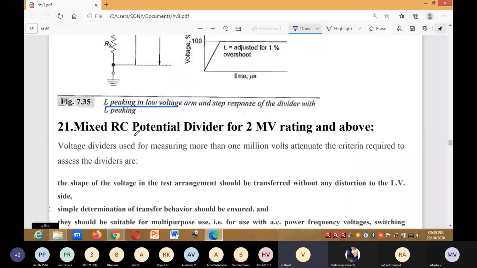In the next class, I will explain about the mixed RC potential divider for 2 megavolt rating and also above.